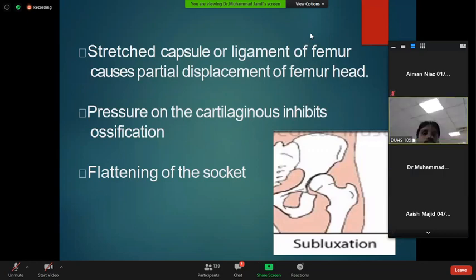The stretched capsule or ligament of the femur causes partial displacement of the femoral head. Pressure on the cartilages inhibits ossification, and the socket is flattened.